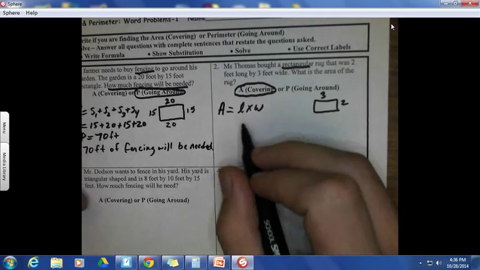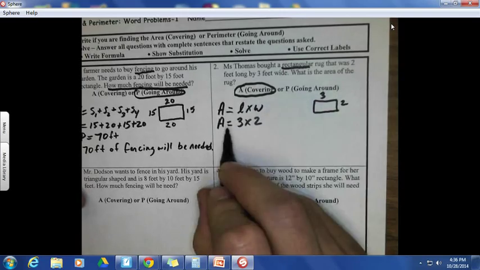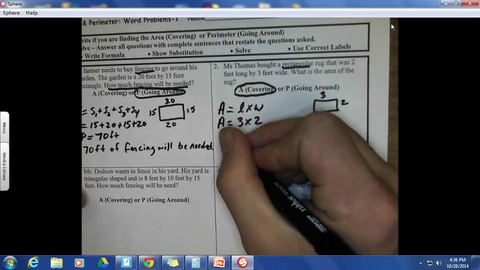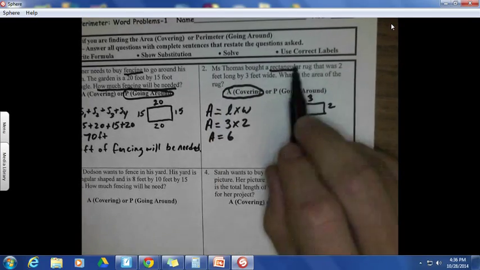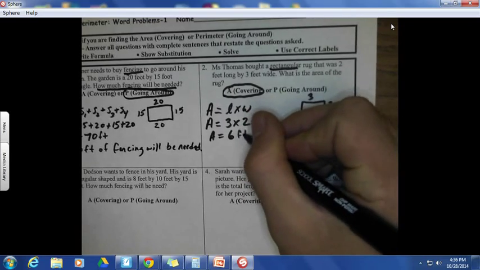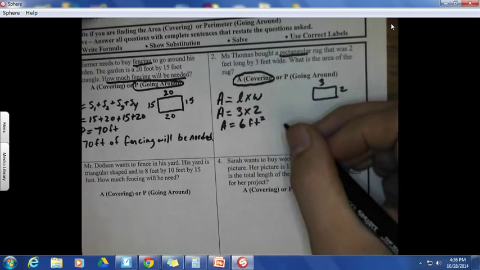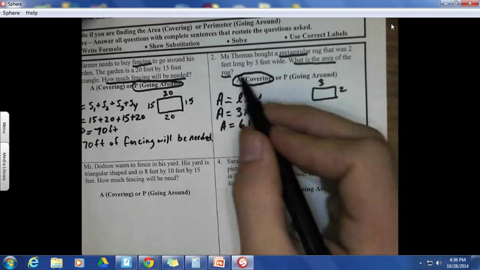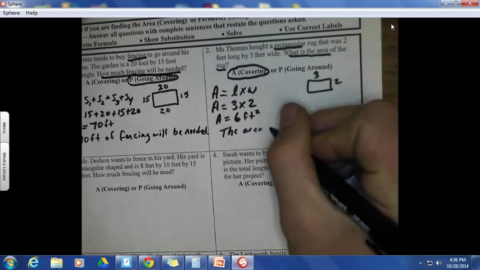So for this, let's rewrite and show substitution. So we have 3 times 2 is equal to our area. 3 times 2 is 6. So our area here equals 6. Okay, so we've solved it. Let's use correct labels here. We have square feet because we're finding area. That's the proper label. Alright, let's restate our question. What is the area of the rug is our question. So I'm going to write the area of the rug is 6 square feet. And there you have it.